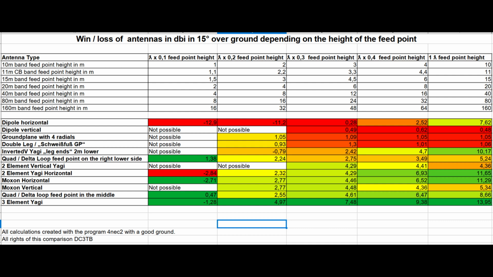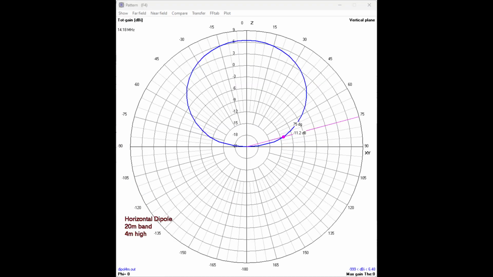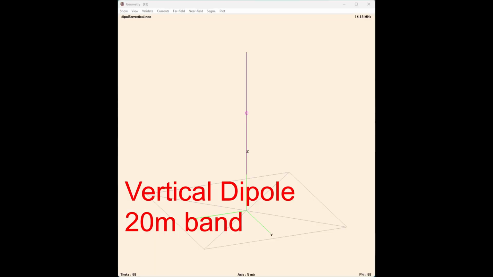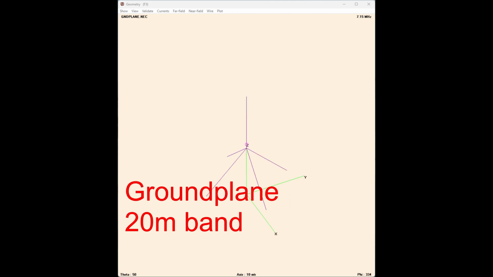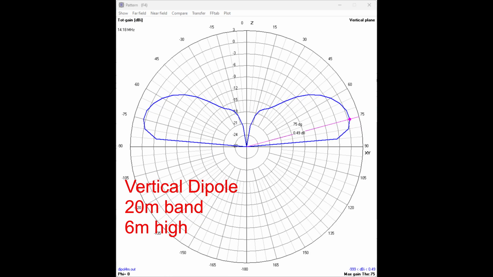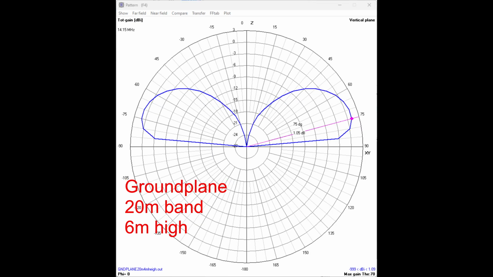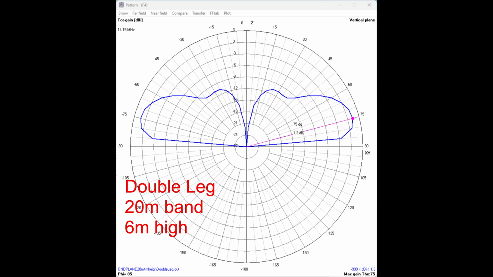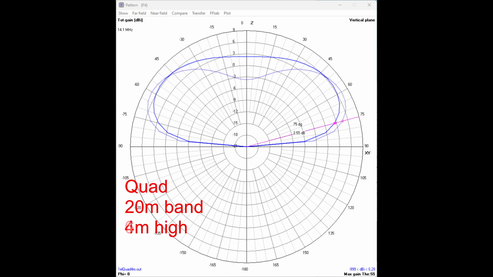Here I will just speak about the big differences. And one big difference you can see with the dipole. If the height of the dipole is too low, we speak about a big loss. Vertical antennas, like the vertical dipole, a ground plane or a double leg, are nice at the lowest level, but they do not really win this comparison. They are easy to build, and if you cannot reach a good height, it is okay to use a vertical. The quad antenna is in the middle.